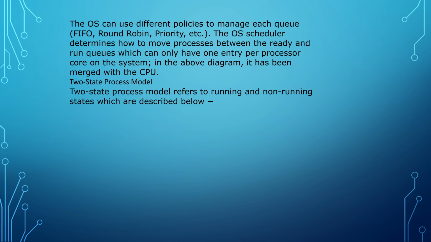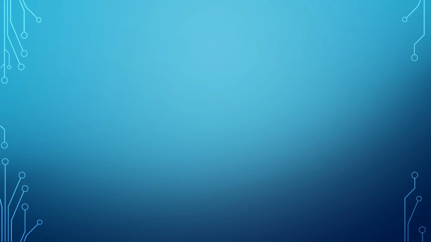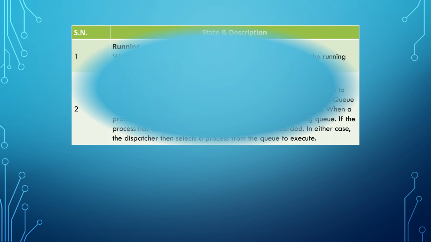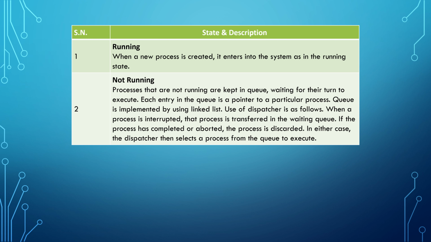Two-state process model refers to running and non-running states. Let us see the process states, running and not running. First one, running. When a new process is created, it enters into the system in the running state. Second one, not running. Processes that are not running are kept in the queue, waiting for their turn to execute. Each entry in the queue is a pointer to a particular process. The queue is implemented by using a linked list.